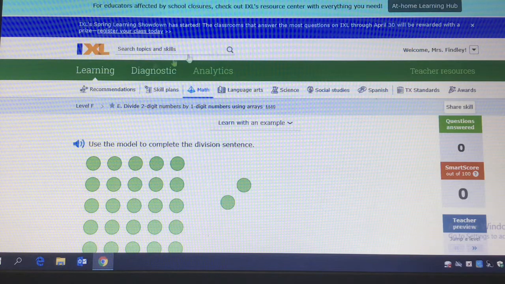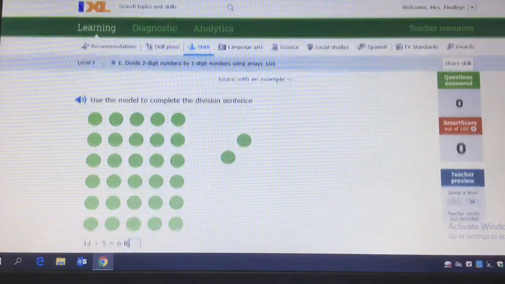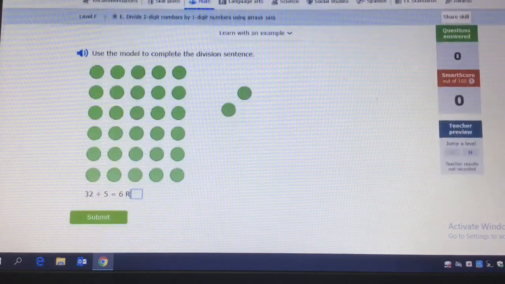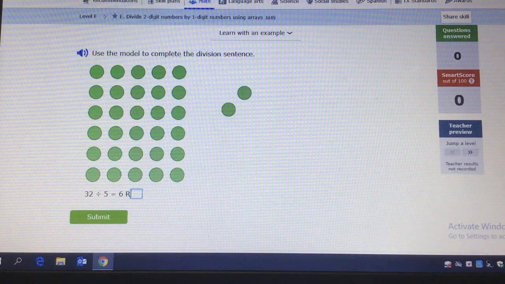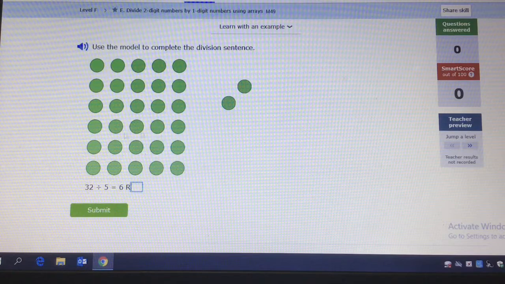Okay, so in this first skill, we're looking at arrays. We are using arrays to solve division problems. So if we look at this math problem down here at the bottom, it says that we have 32 of something and they are going to be split into 5 groups. So what they did was they did 5 groups. Here's the 5 groups, 1, 2, 3, 4, 5. Okay, and they just counted to 32.